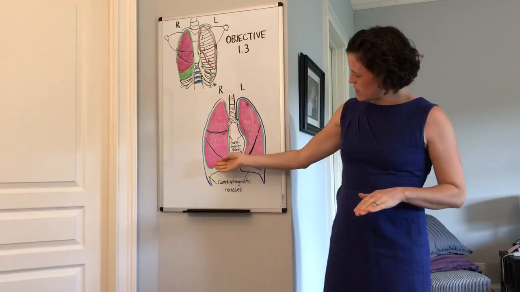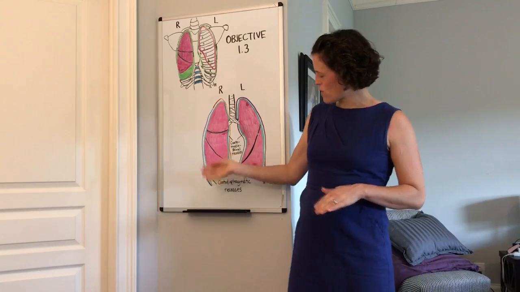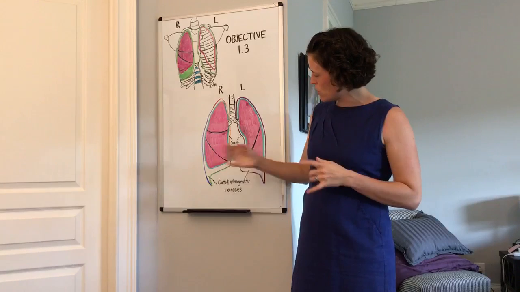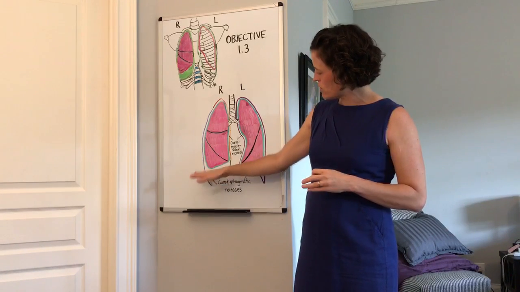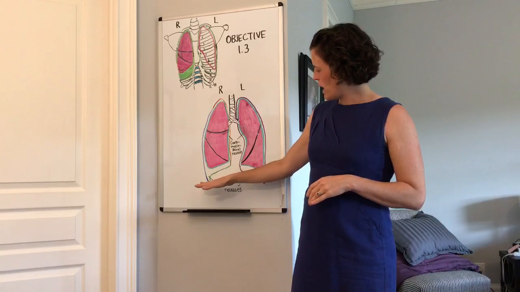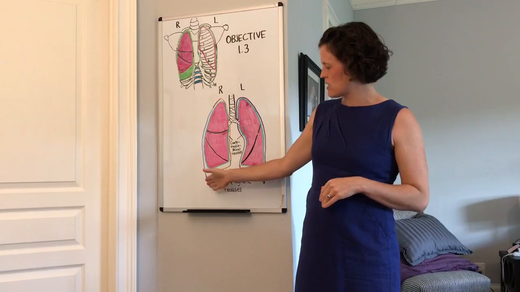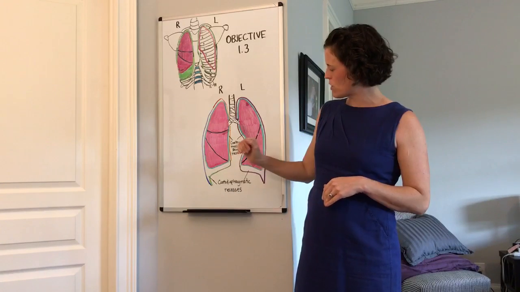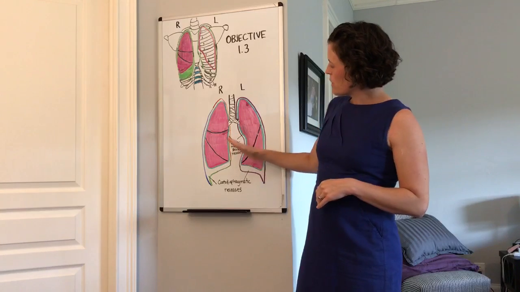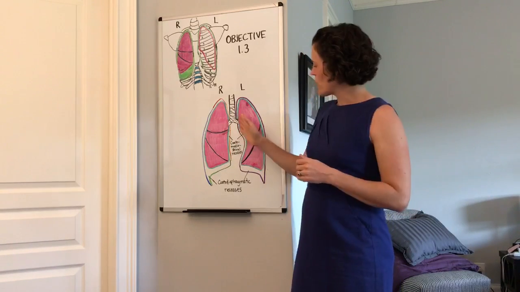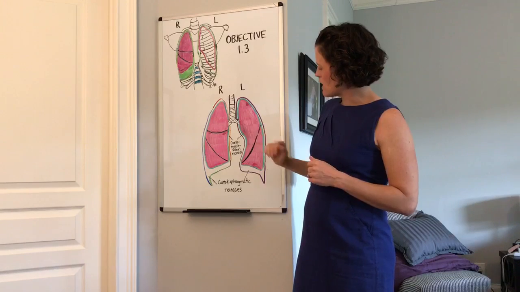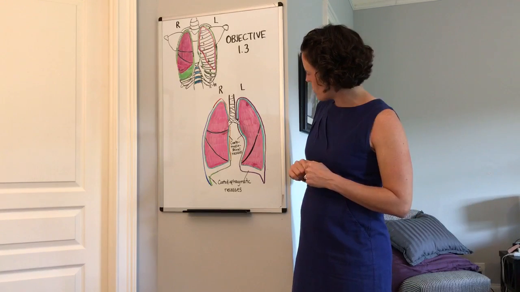Now we have some spaces here between the visceral and parietal pleura. These are known as our pleural recesses. Between the costal pleura and the diaphragmatic pleura, we have the costodiaphragmatic recesses. That's actually where those two portions of pleura come into contact. Then we have two smaller recesses, the costomediastinal recesses, where the mediastinal pleura comes in contact with the costal pleura.